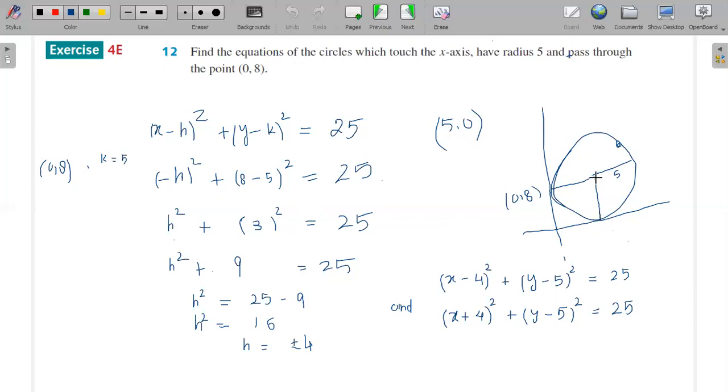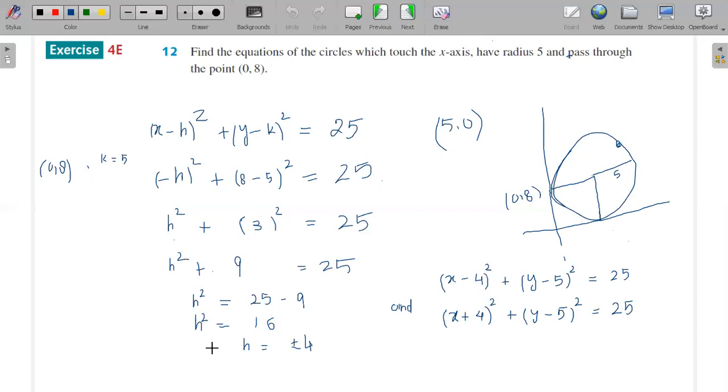So this is the radius, so it is also the y component, which we can take as k. So we have to take the k value as 5. So 8 minus 5 whole square. Now this is actually h square plus 8 minus 5, which is 3 square, equal to 25. So h square plus 9 is 25. And now h square will be just subtracting 9 on both sides, 25 minus 9. So h square is 16.